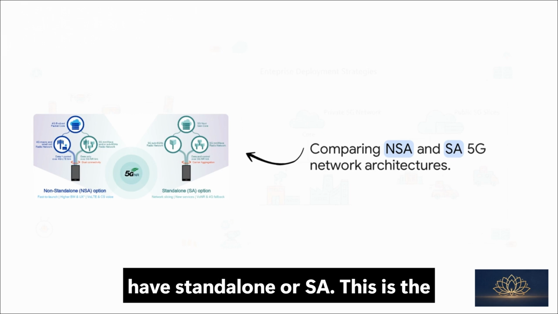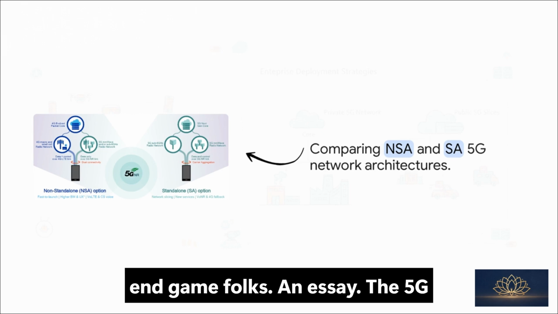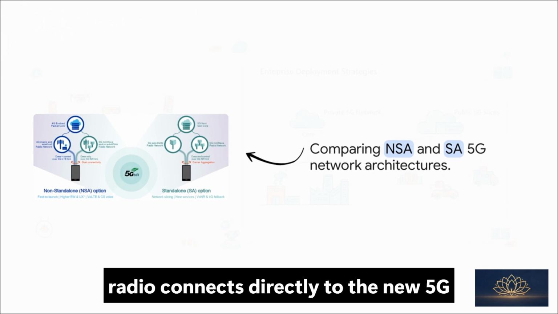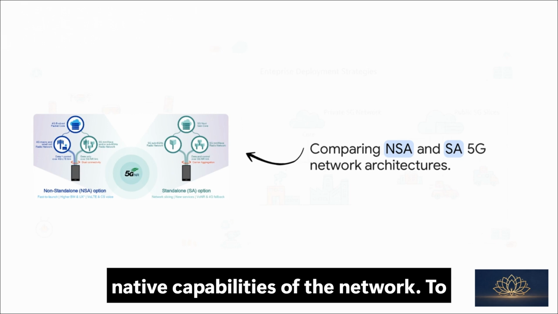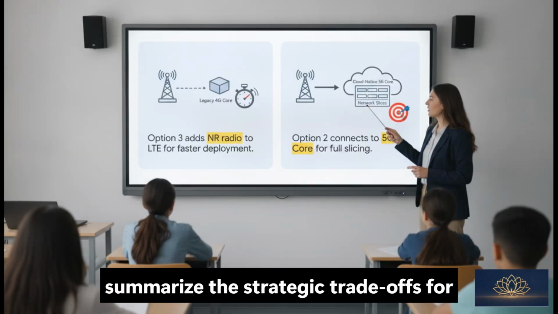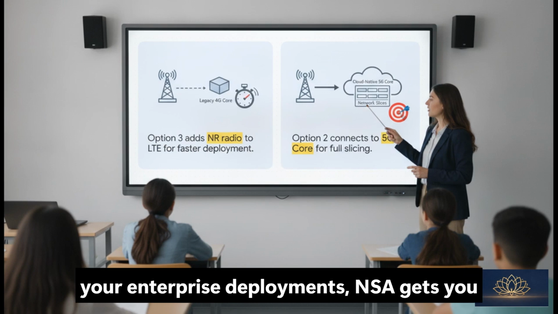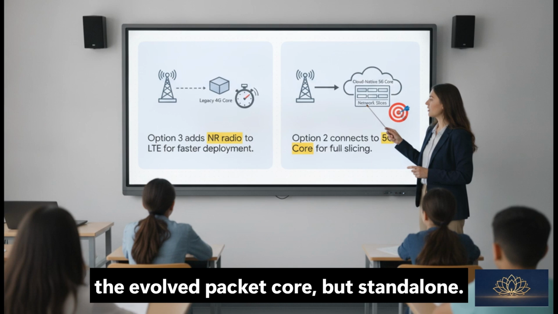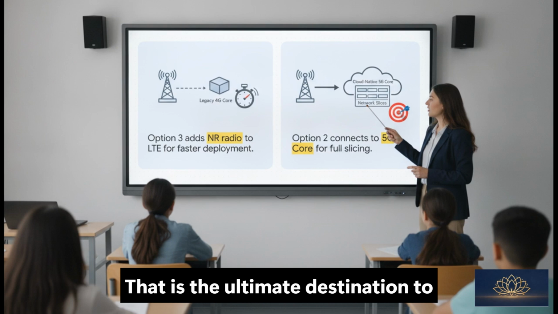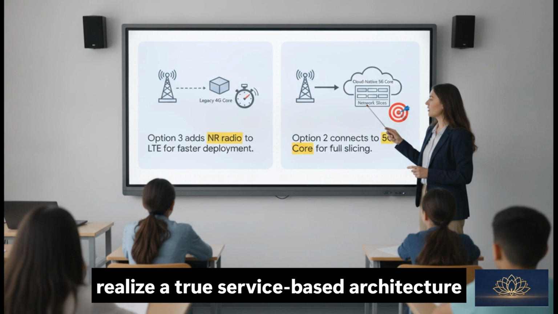Then you have standalone or SA. This is the end game, folks. In SA, the 5G radio connects directly to the new 5G next-gen core, which unlocks the full native capabilities of the network. To summarize the strategic trade-offs for your enterprise deployments, NSA gets you to market way faster by piggybacking on the evolved packet core. But standalone? That is the ultimate destination to realize a true service-based architecture.